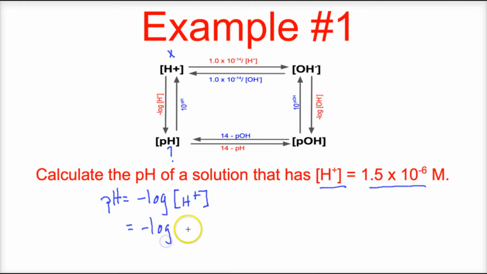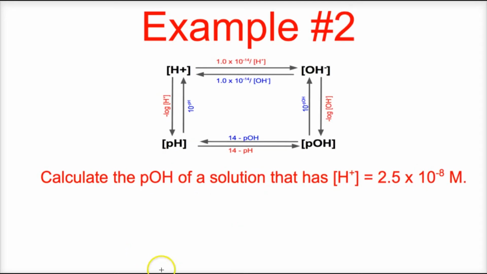negative log of 1.5 times 10 to the negative 6. We'll get our calculator out, and if we use the correct number of sig figs, which is 2 sig figs here, we should end up with 5.8. So this solution has a pH of about 5.8, which would ultimately make this solution acidic. Let's take a look at another example.